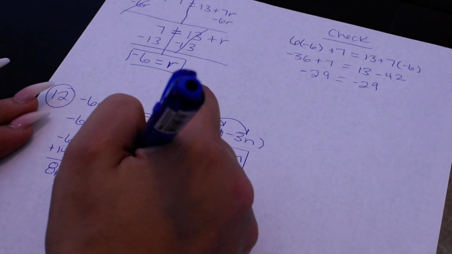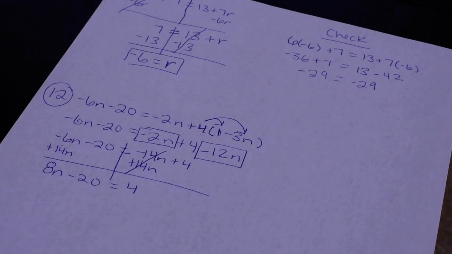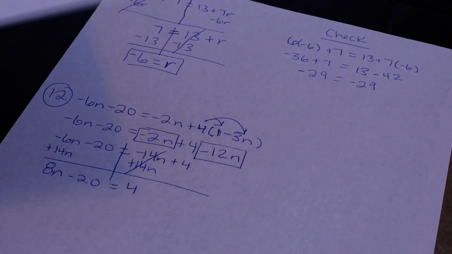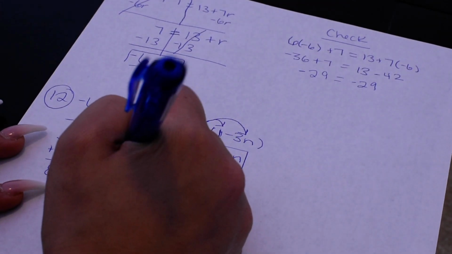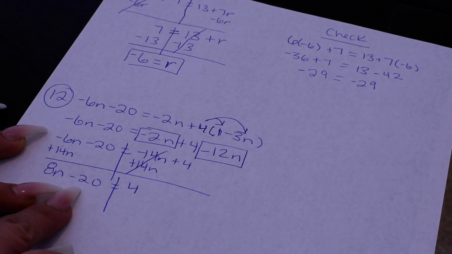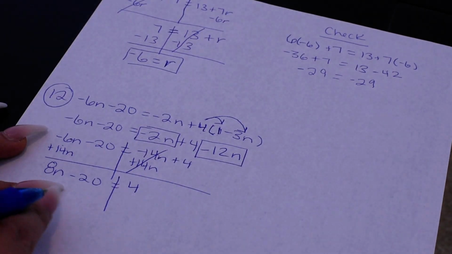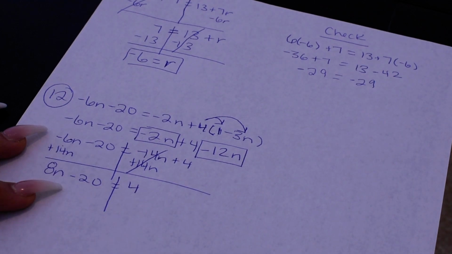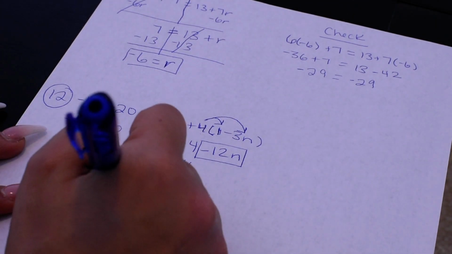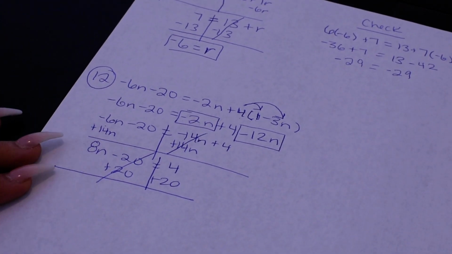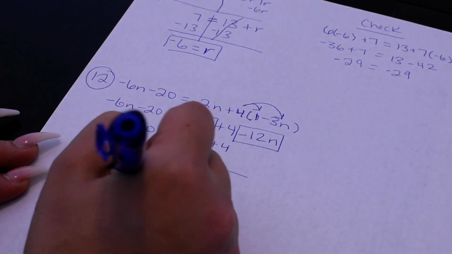Cool. Draw my river. Now, my next step. Eliminate. It's a two-step equation. If you know how to go from here, you're good. If not, use your flowchart. Eliminate the constant on the side of the variable. Draw my river. The constant on the side of the variable is negative 20. A constant is a number that doesn't have any variable attached to it. It's just a standalone number. Is that negative 20? Get rid of it. You add 20. RIP. 8n equals 24.